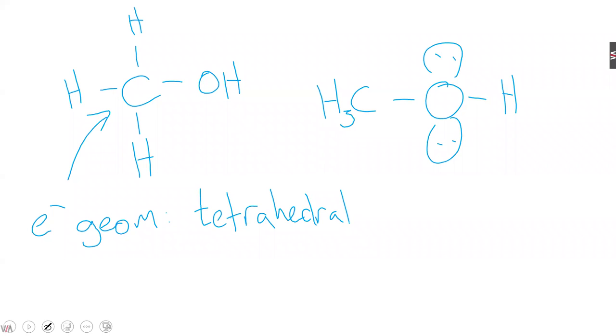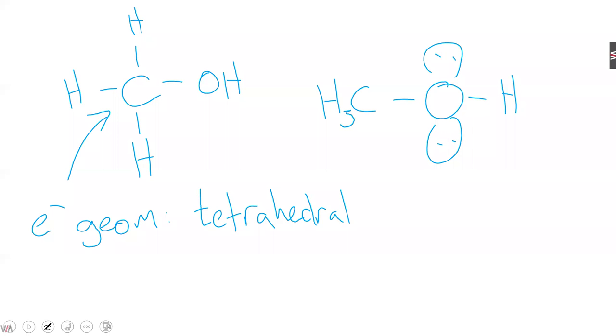So the point I'm trying to make here is that if you have other lone pairs around other atoms, that doesn't affect counting your number of electron domains. We're talking about around a single atom at a time. If you have more than one atom that has things attached to it, that's fine. It just means you're going to have more than one electron geometry. There's an electron geometry for the carbon, there's an electron geometry for the oxygen.